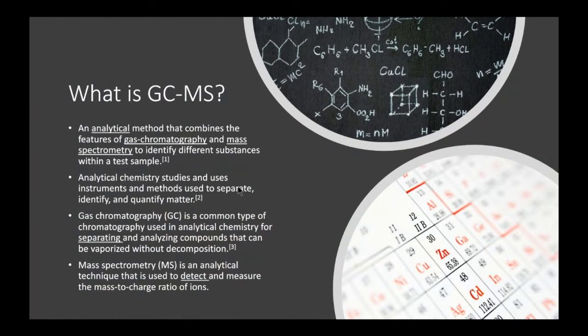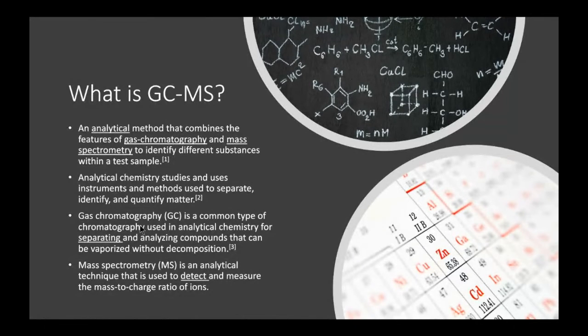And so you might think of this notion of separating and identifying. Well, if you're identifying things, that's the qualitative part. Okay. And so that's what our entire field does. So this instrument is primarily used in analytical chemistry. Of course, it's two things. It's gas chromatography. That's a common type of chromatography used in analytical chemistry for separating and analyzing compounds that can be vaporized without decomposition. As the name states, it's gas chromatography.